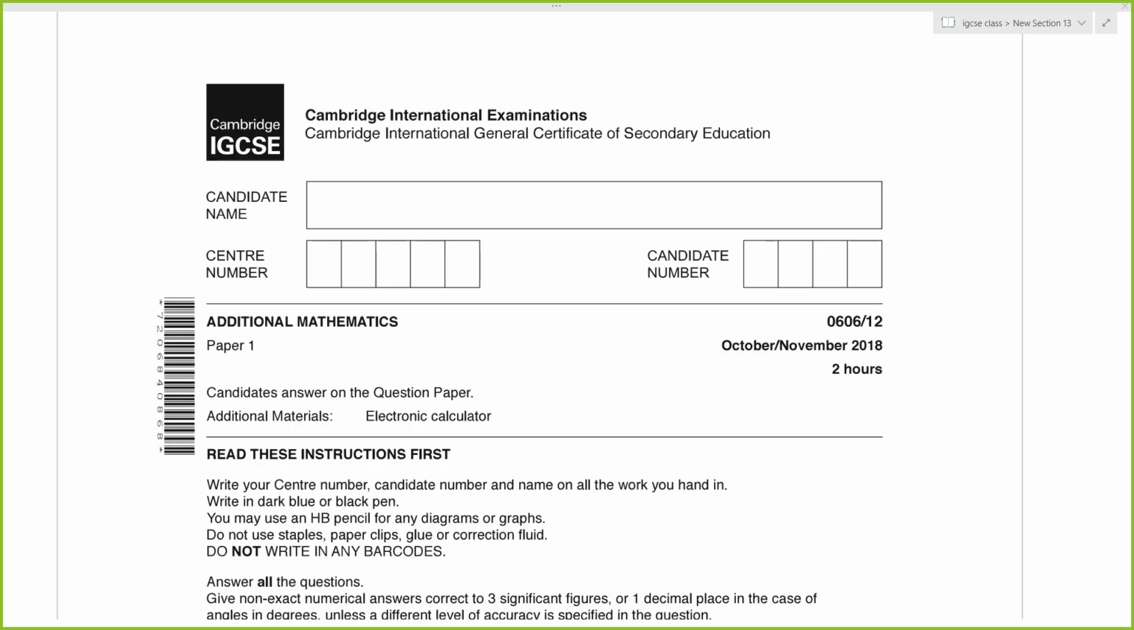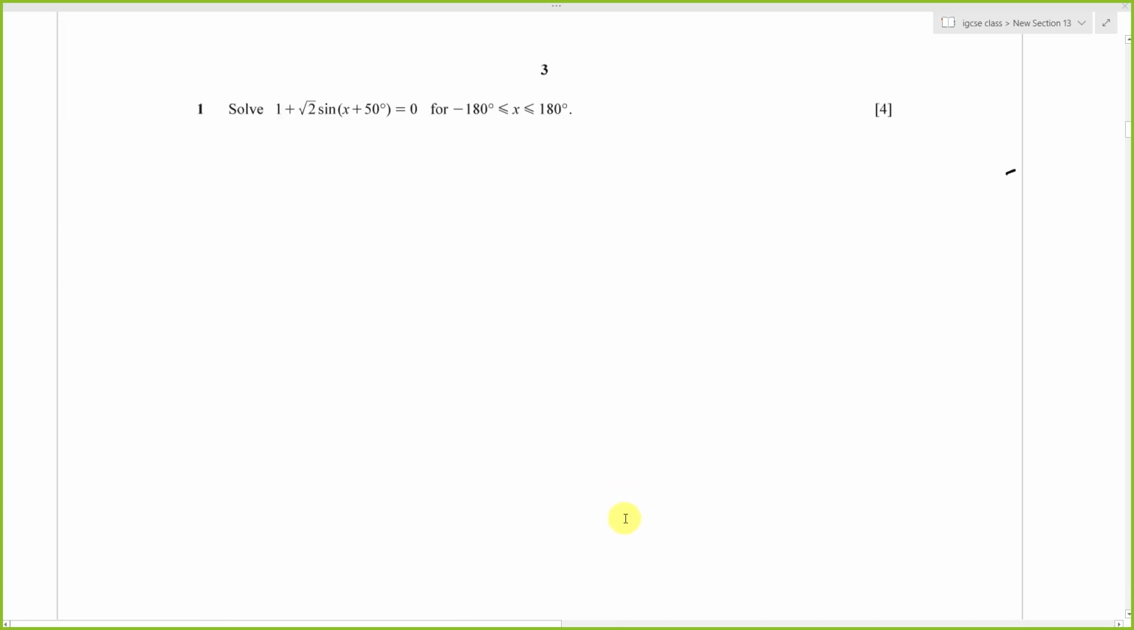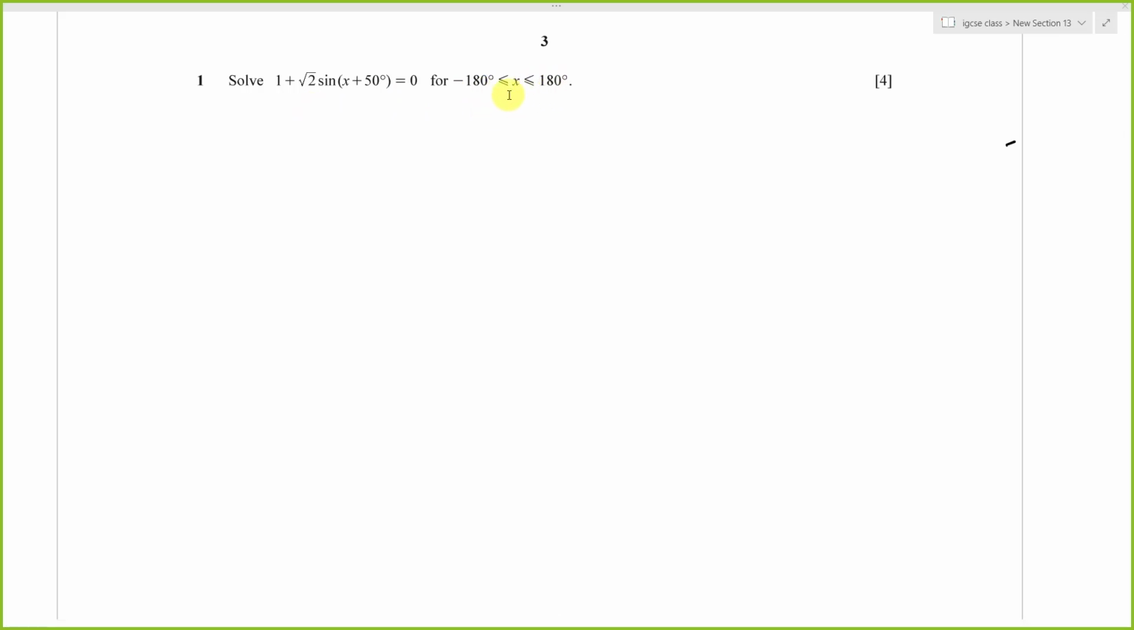Alright, so today we will discuss the 2018 October-November paper 1-2 for additional mathematics. So yeah, let's go into question number 1 here. They will ask you to solve this equation for the angle between negative 180 to 180.